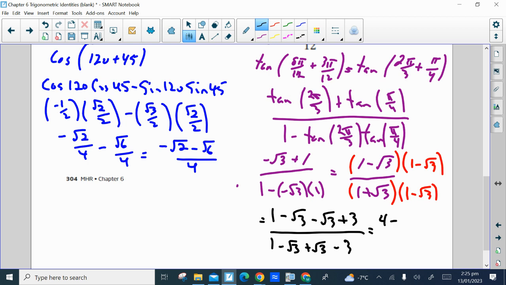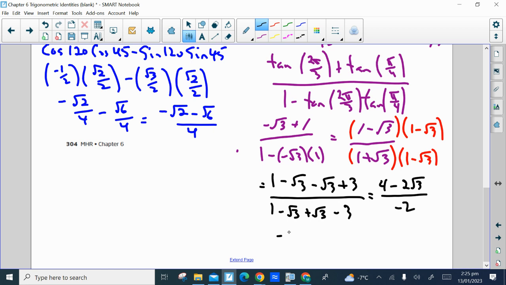So we're going to get 4 take away 2 root 3 all over negative 2, which again, we can divide everything by negative 2 and get negative 2 plus root 3 as our final answer.